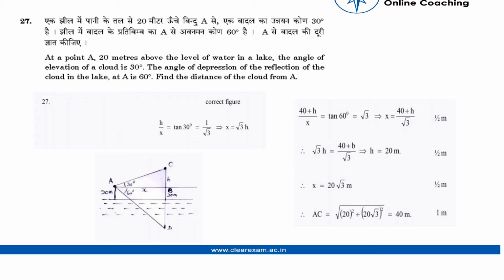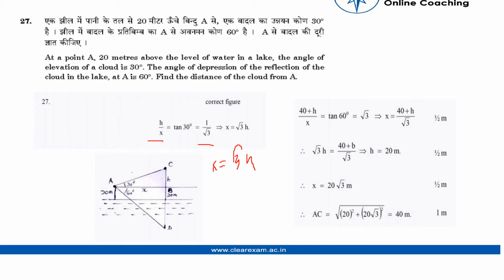So h upon x, where the angle is 30 degrees as formed by the cloud as the angle of elevation. So tan 30 will be h upon x, and the value of tan 30 is 1 by root 3. This gives h by x equal to 1 by root 3. By solving this, we get x equal to root 3 h. We got the height, and we got the distance between point A and O.